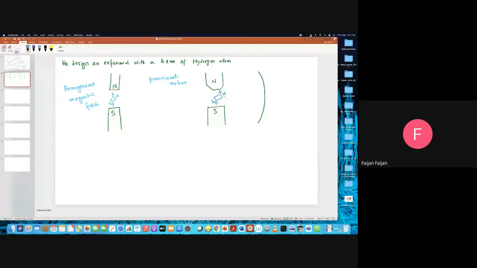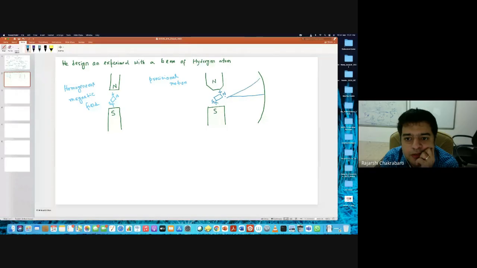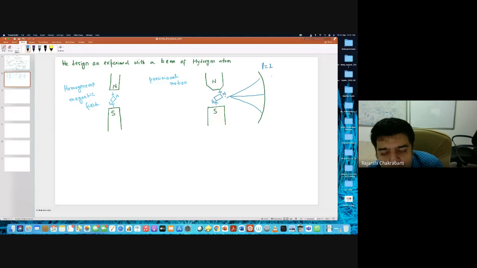Three. Yes, L equal to 1. This is 3, not 4. This is equal to 1, no? So you'd expect 3 spots on the screen. This is fine, and this is because your L equals 1. There are 3 orientations, so it will split into 3 and make 3 spots on the screen. This is with the hydrogen atom, which is a tiny magnet. Is this clear?